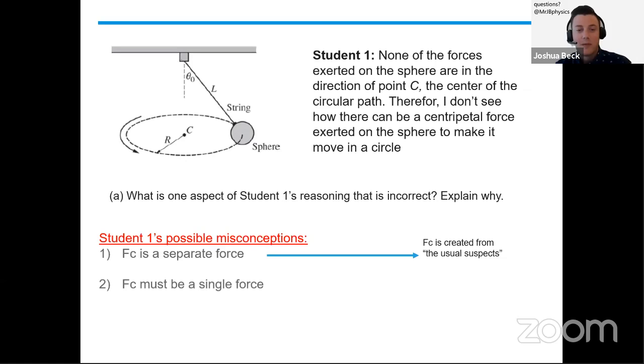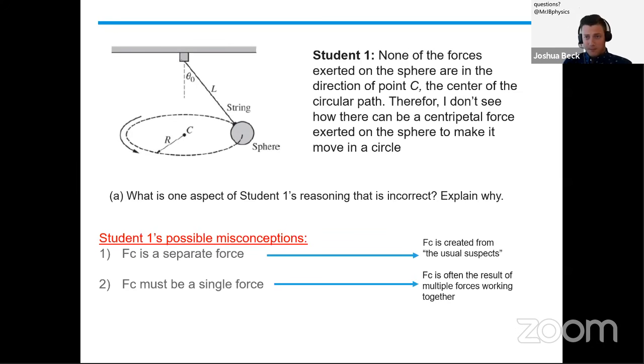Another misconception students come up with is that FC must be just a single force. There has to be one force that's aimed at the center, and that force will be my centripetal force. Sometimes that's the case. Sometimes there is one force that's directed towards the center, and that's it. Other times it's a combination of multiple forces, right? A couple weeks ago, I was spinning the bucket, and when the bucket of water was above my head, it was a normal force and the force of gravity working together to create the centripetal force. So it doesn't have to be a single force.